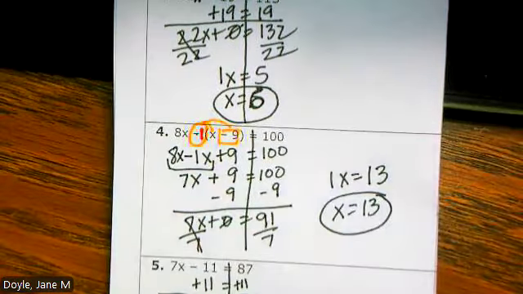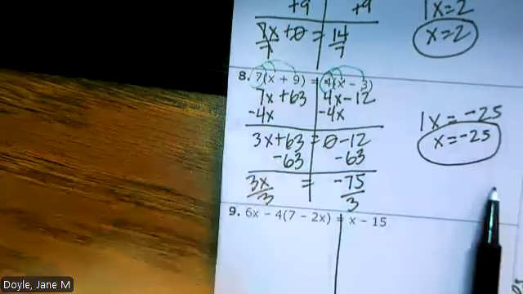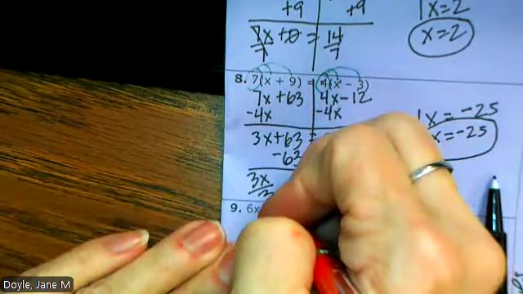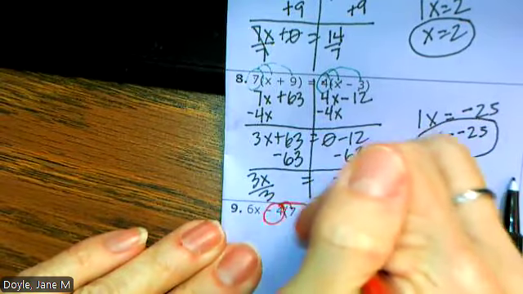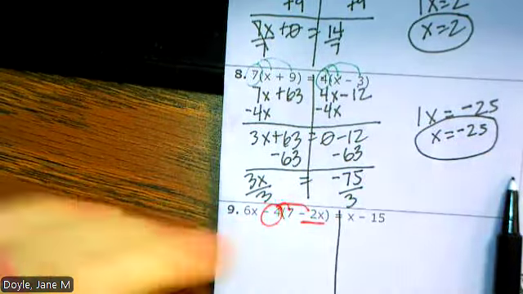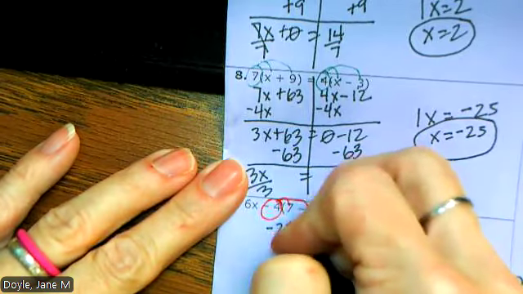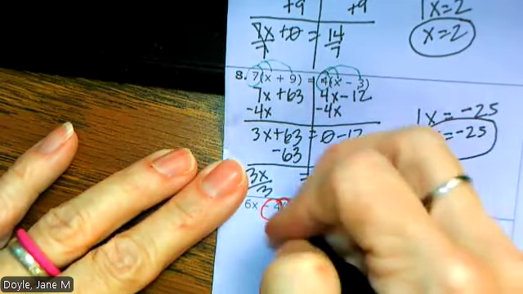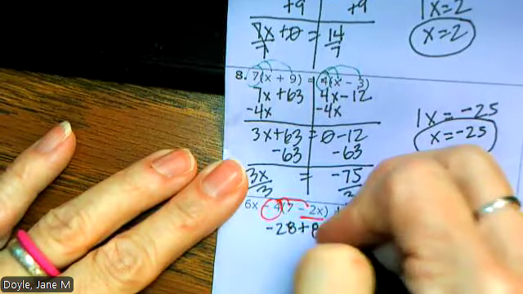All right, last one, number 9. So the first step, are there parentheses? And yes, there's parentheses. So we're going to multiply that -4 by everything in the parentheses, and I'm not going to forget that that's a -2x. So -4 times 7 is -28. A negative times a negative is positive. 4 times 2x is 8x.